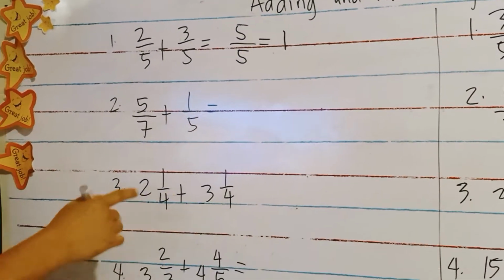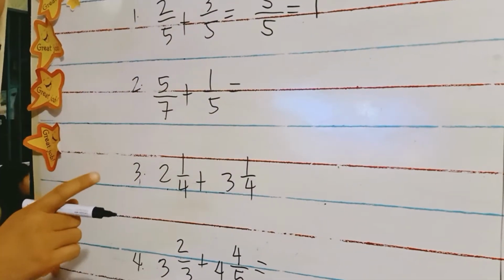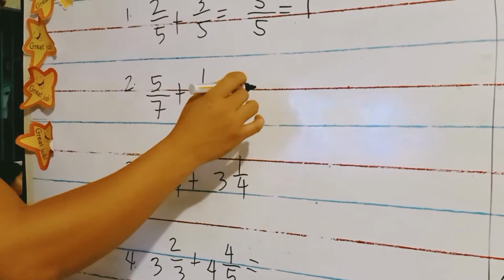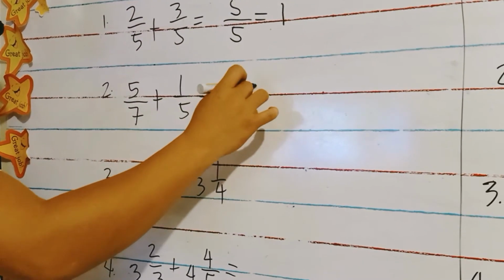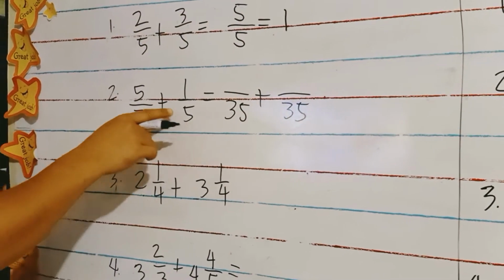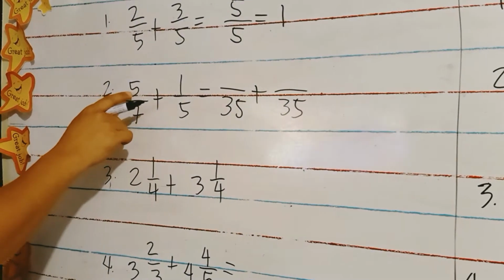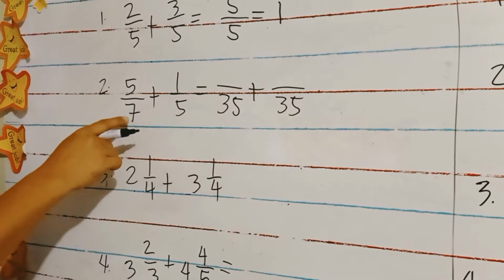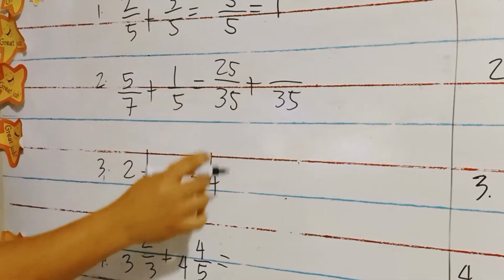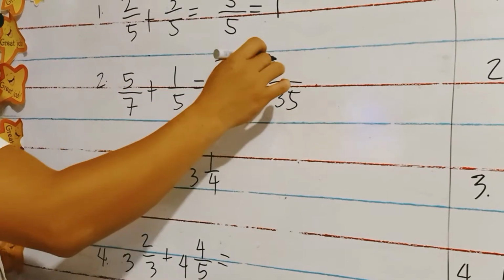Okay? Next, 5/7 plus 1/5. So as you can see, they are dissimilar. So anong unang step natin? Hanapin natin yung LCM ng 7 and 5, which is 35. Papalitan natin na para silang 35. Since we just multiply the denominators itself, mag-cross multiply na rin lang tayo, no? So 35 divided by 7 is 5 times 5, 25. 35 divided by 5 is 7 times 1.